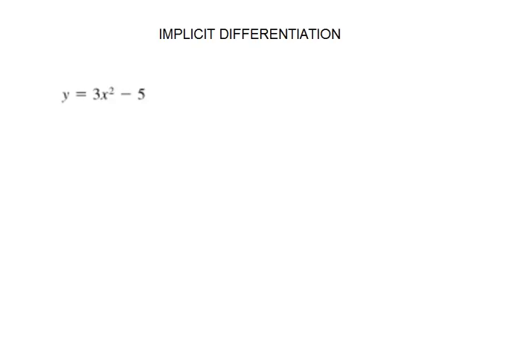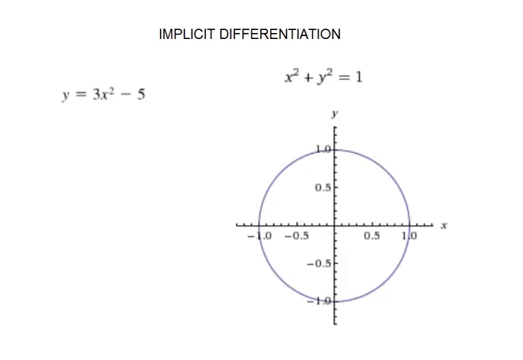Well, not all functions or not all graphs can be written in an explicit form. So take, for example, x squared plus y squared is 1. If you recall, that is the definition for a circle of radius 1 centered at the origin. And its graph would look something like you see there. We can solve for y there. This is an example of an implicitly defined function.